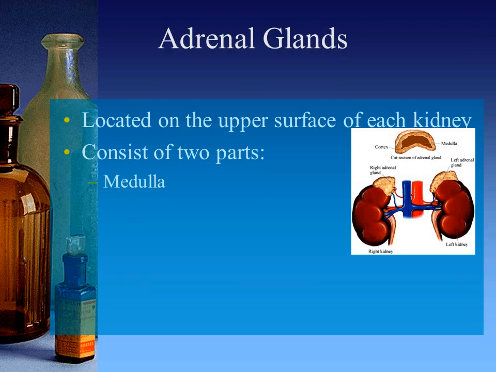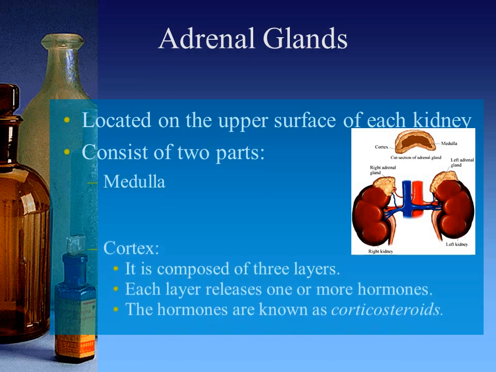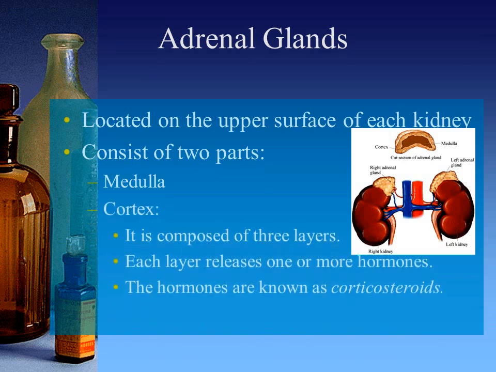So first, before we start talking about steroids, we need to talk a little bit about the adrenal glands. If you recall, the adrenal glands are located on the upper surface of each kidney. The one on the right kidney is a little more triangular shaped. The one on the left kidney is a little more oblong shaped. And the adrenal gland itself, when you cross-section it, has 2 parts. It has a medulla, which is the center, and then it has a cortex, which is the portion around the outside of the adrenal gland.